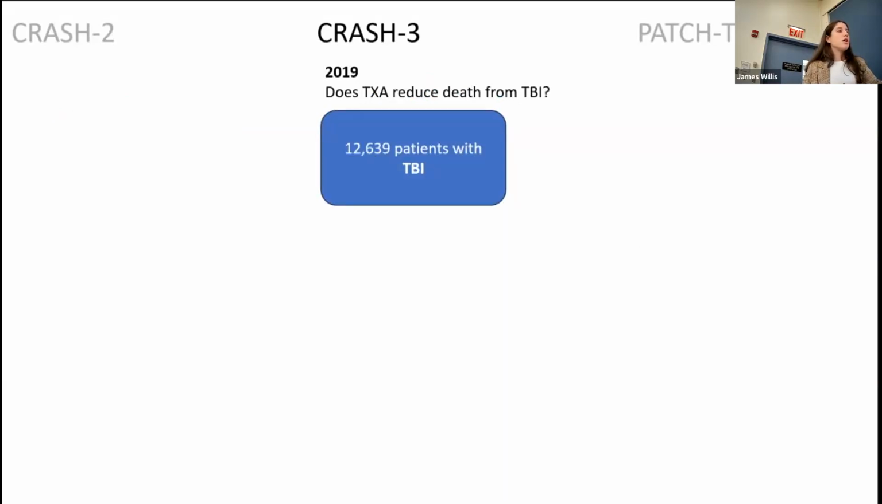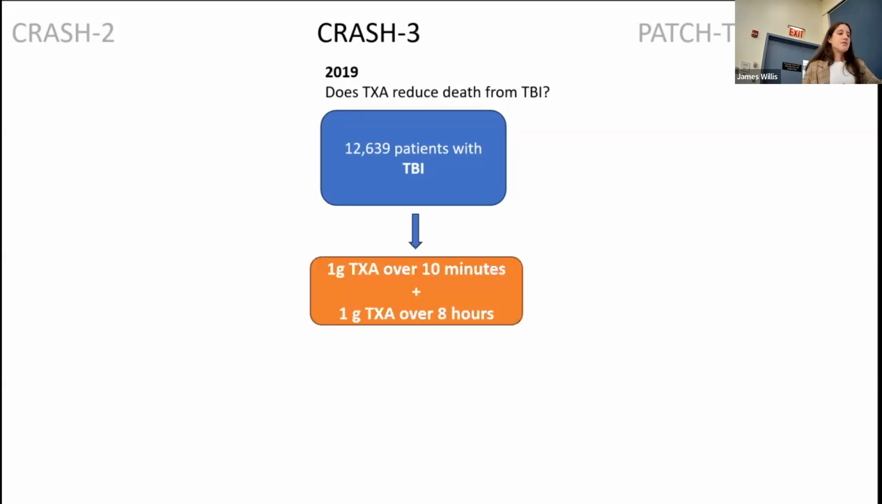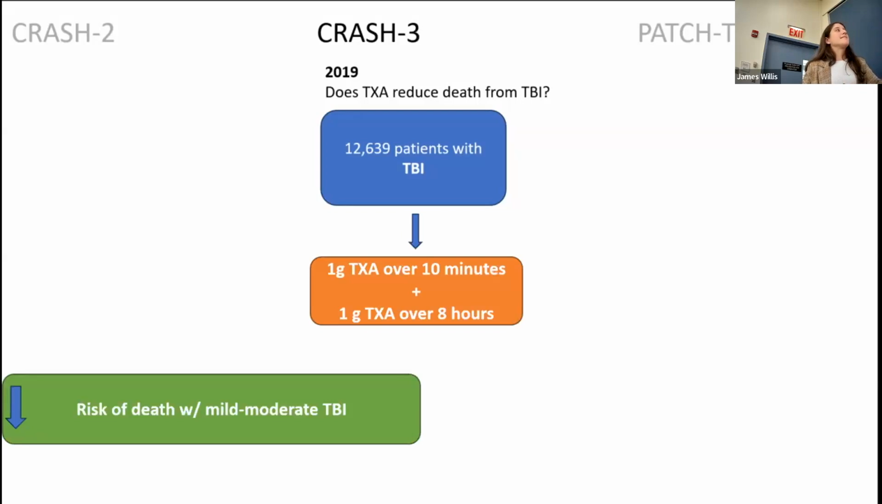They recruited over 12,000 patients with traumatic brain injury. And this was defined as GCS less than 13 or intracranial hemorrhage as seen on CT. Patients were excluded if they had major extracranial bleeding or their GCS was 3. And what they found was that using TXA versus placebo, there was a statistically significant decreased risk of death for patients with mild to moderate TBI.